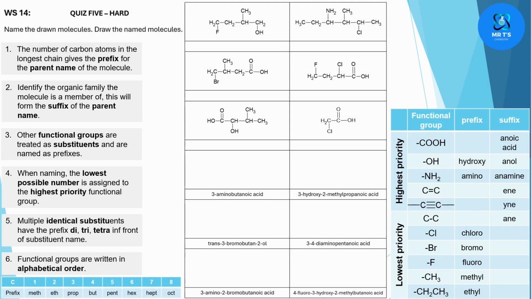Okay, so these are hard organic molecules to name and hard organic molecules to draw. So I've got 6 molecules to name and 6 to draw. What I want you to do again, please just pause this video, see if you can write the names to these, and then see if you can draw the molecules where you've been given the names. Just after that, start it up again, and I'll go through the answers.